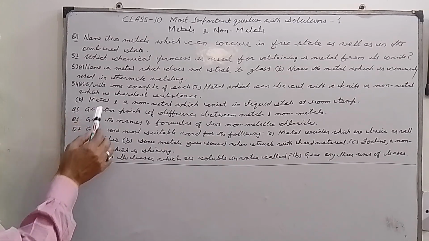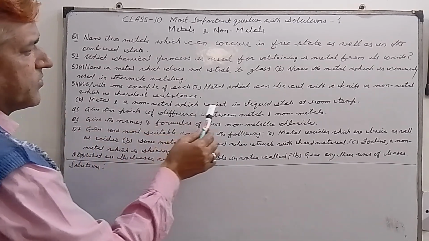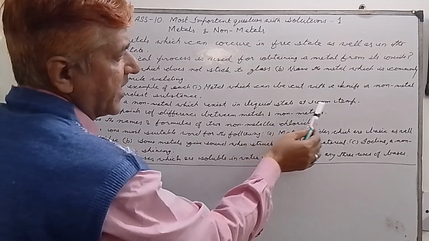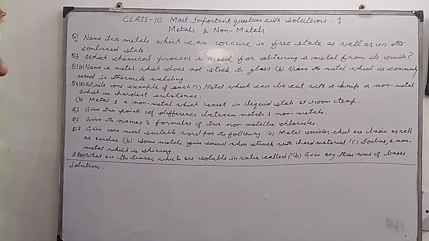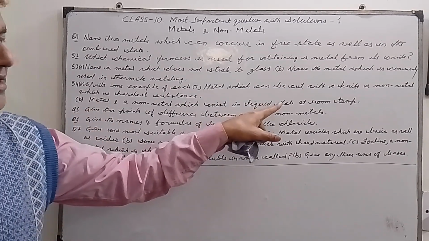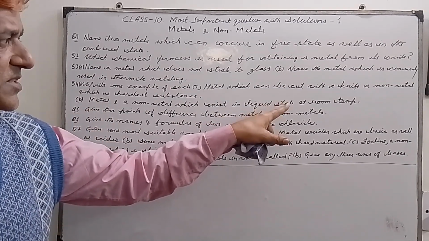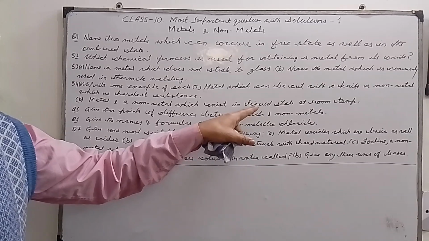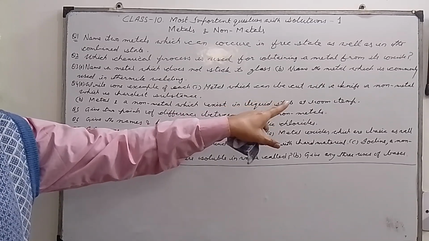Part B: a metal and a non-metal which exist in liquid state at room temperature. The metal existing in liquid state is, you know, mercury, and the non-metal is bromine. Please remember that bromine is liquid at room temperature and it is a non-metal.